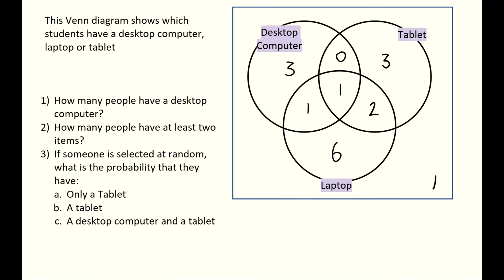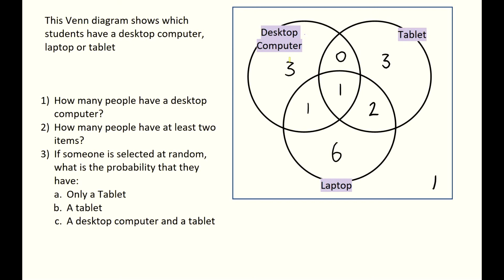Next question. So Venn diagrams typically come in 2 sorts. It's where you've got 2 options and also where you've got 3 options. It looks a bit more complicated, but it's the exact same idea. So let's go through this question as well. The Venn diagram shows which students have either a desktop computer, laptop, or tablet. So question 1. How many people have a desktop computer?